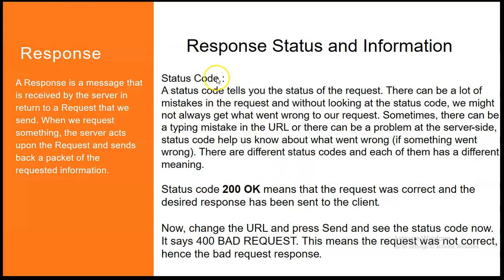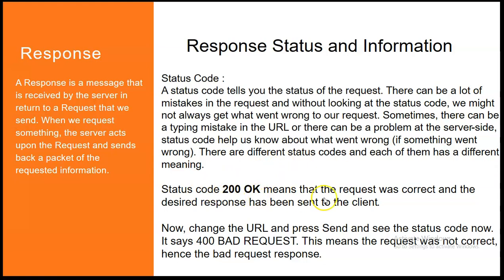So first of all, the status code, as we have already discussed. The status code tells you the status of the request. There can be a lot of mistakes in the request, and without looking at the status code, we might not always get what went wrong with our request. Sometimes there can be a typing mistake in the URL, or there can be a problem at the server side. Status codes help us know what went wrong. So according to the different status codes, it denotes what went wrong and how we can correct our request.